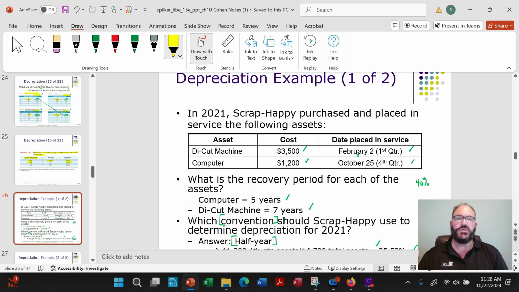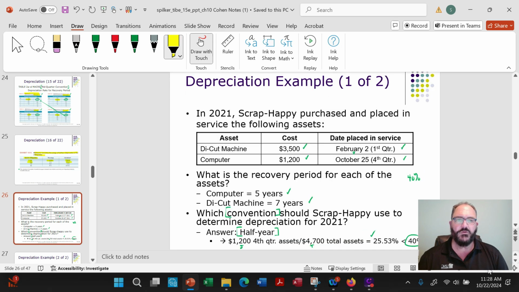All right, so here, let's take a look at an example, okay? Now, it says 2021, it's a little bit old, but the same numbers apply. It says they put in a die cut machine, it cost $3,500, and they did it in the first quarter. Then, they got a computer, cost $1,200, and they put it in the fourth quarter. So the first thing is, what is the recovery period? Well, you look up on that chart, and you see the computer is 5 years, and the machine is 7 years. Now, the question is, okay, what convention should they use?